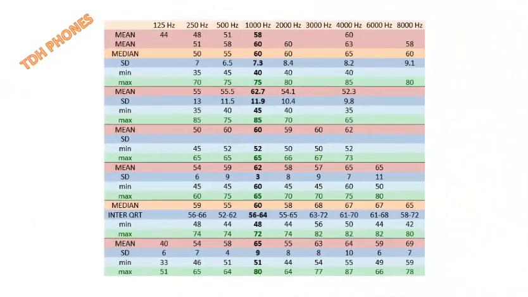Here is a fuller picture of attenuation for TDH phones. At 1000 Hz, the min-IA value found from the various studies was 40 dB. But if we notice, the mean or median values for 1000 Hz using TDH phones tends to be around 60 dB. The max values found are like 75, 85, or 80. So the max values tend to be around 80 dB. So the range of attenuation using TDH phones is probably going to be somewhere between 40 and 80 dB, with the average being around 60.